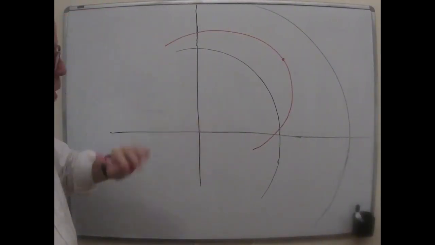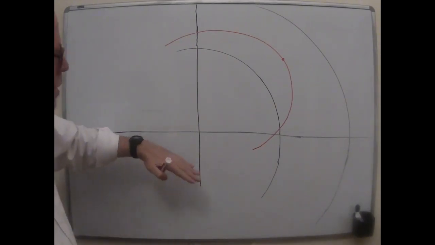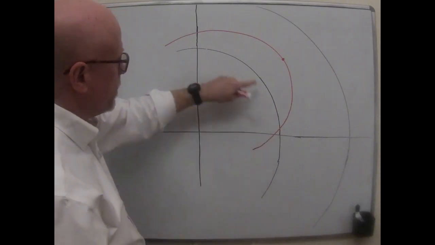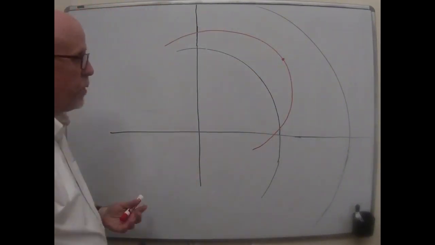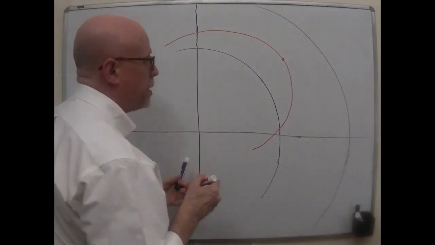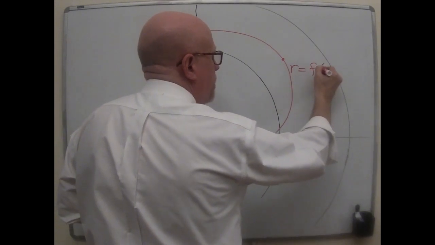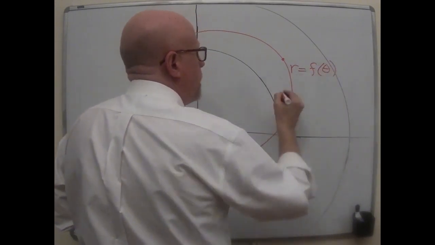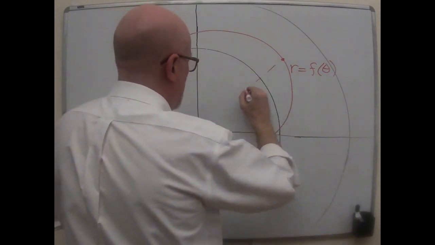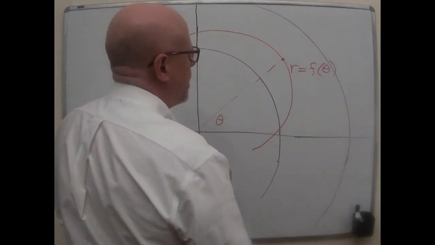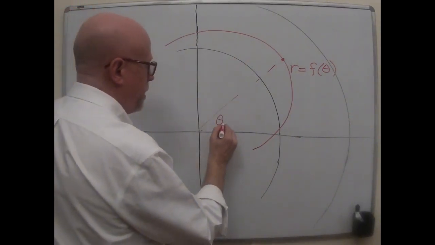So I've just drawn up some markings to make it look like polar coordinates. You know, we've got the regular axes, but here's some lines of constant radius. And the red is supposed to be some polar function. So this guy is given by r equals a function of theta. And that point corresponds to some particular theta value, say theta naught.